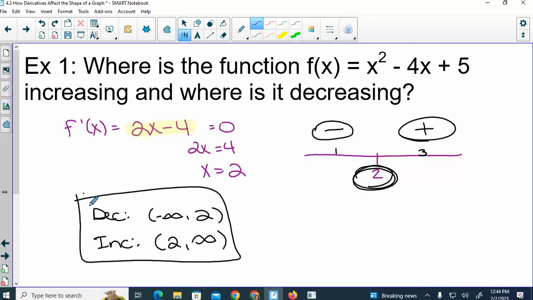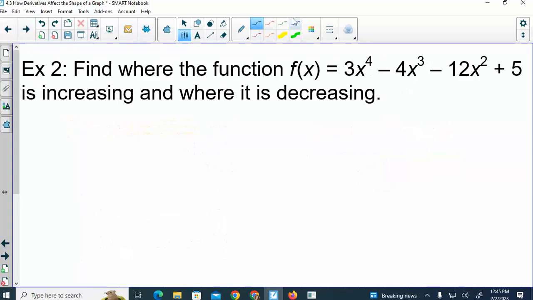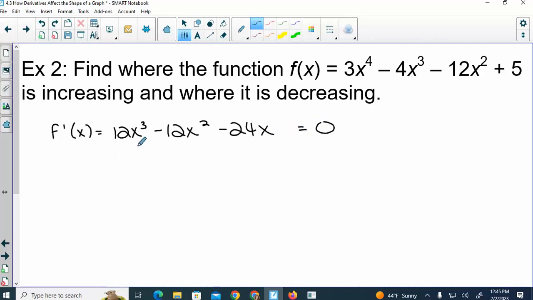Let's try one that has a few more critical points instead of just 1. So here is my function. To find increasing and decreasing, we need the derivative. What is the derivative? 12x cubed minus 12x squared minus 24x. Is this ever undefined? No. So I just need to know when it equals 0. What would you do here? Factor out 12x.